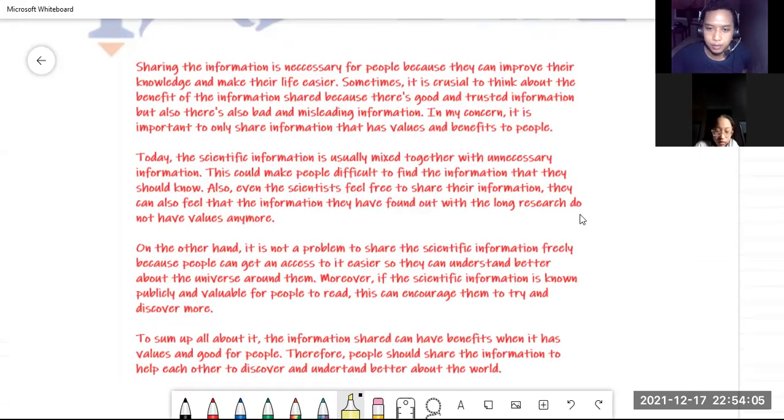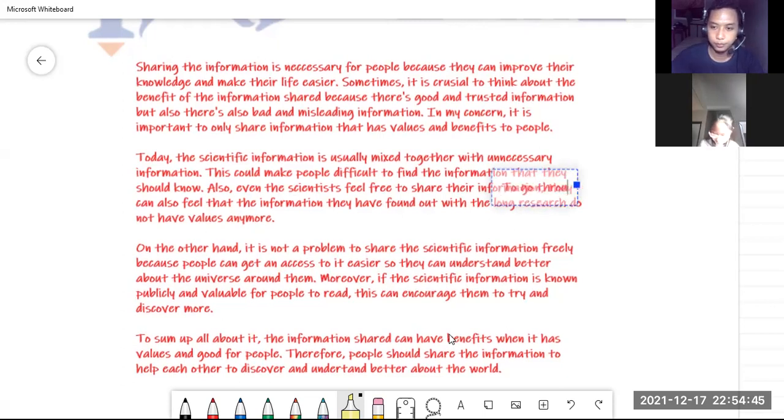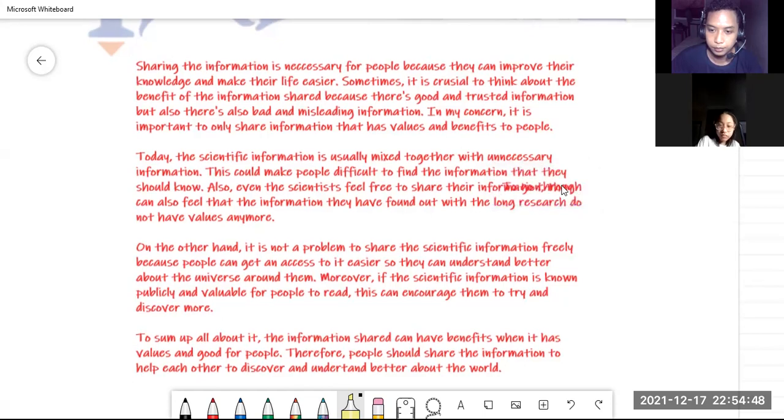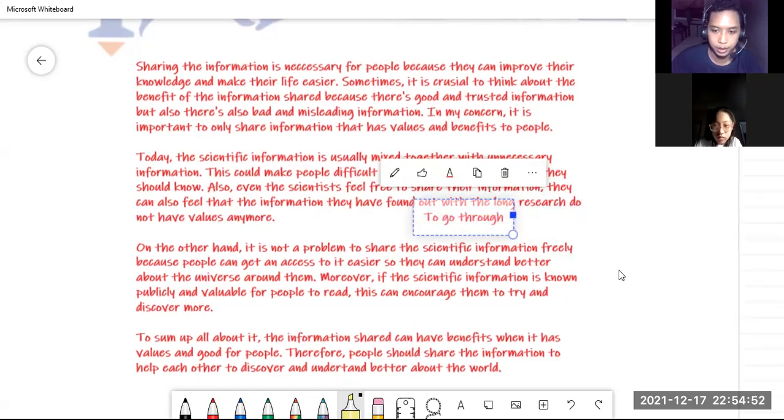Okay. Thao, I want to ask you first, do you understand all about the writing here? Yes, but I don't know this word. Access means to go through. You know, for example, I can access a hospital. It means I can go in to the hospital. Okay, access means to go through. To go through. Okay, what else?